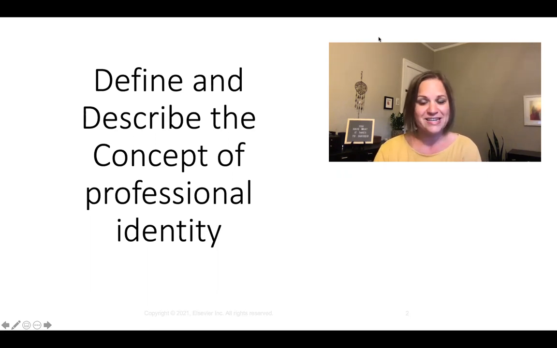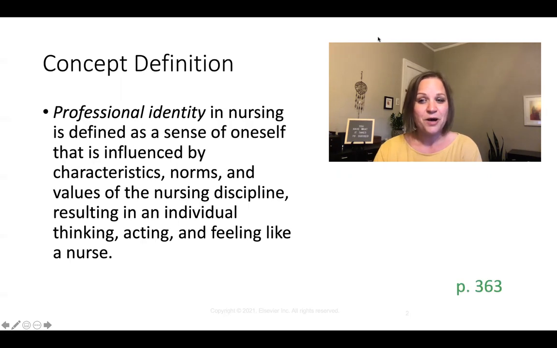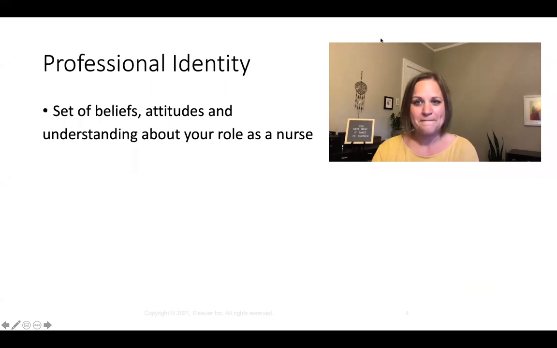So as we get into this concept of professional identity, we're going to first define and describe the concept of professional identity. Now, in the bottom corner of all of your slides, you're going to see where this information is coming from. And so you'll see that this is on your Giddens, page 363. So professional identity in nursing is described as a sense of oneself that is influenced by characteristics, norms, and values of the nursing discipline, resulting in an individual thinking, acting, and feeling like a nurse. So in other words, it's a set of beliefs, attitudes, and an understanding of who you are and what your role is as a nurse.